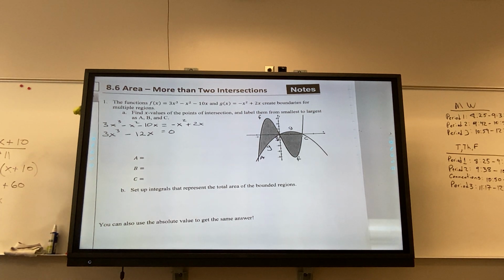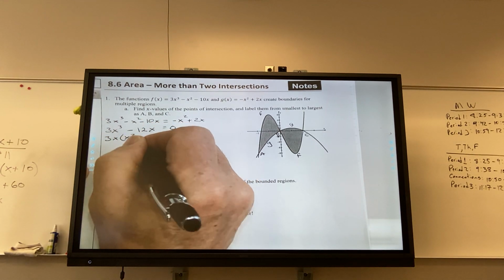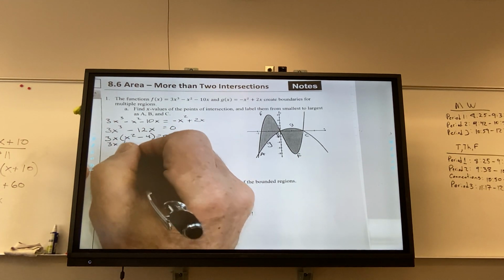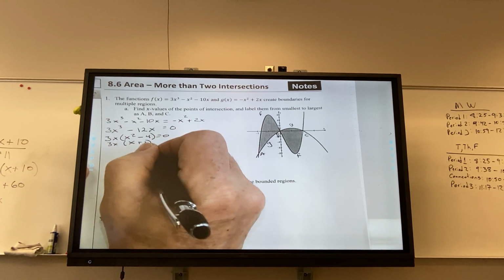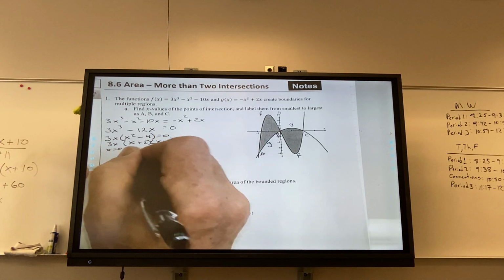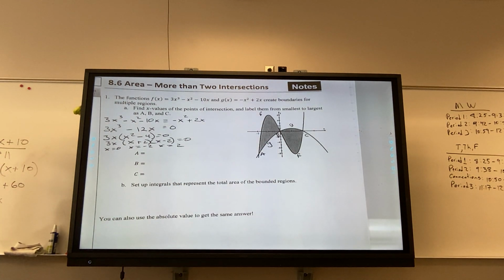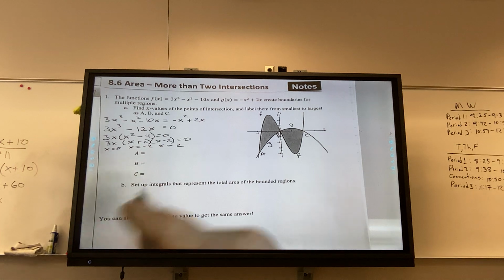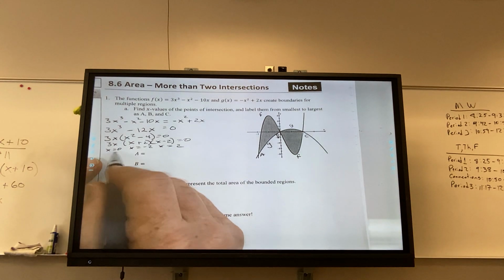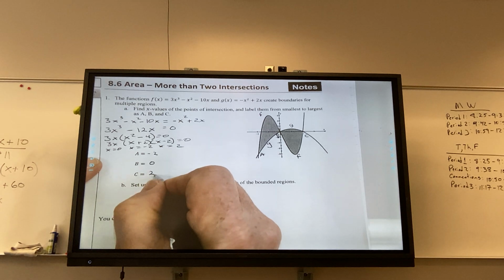I can factor what out of each of these terms? 3x. 3x, perfect. And when I do that, I get x squared minus 4 equals 0, and that can continue to factor, and I'm going to have x plus 2, x minus 2 equals 0. So I get x equals 0, x equals negative 2, and x equals 2. Nice numbers, wouldn't you agree? Okay, so that means A, again, I'm integrating, everything's in terms of x, so I'm going to use the x values. A is going to be negative 2, B is going to be 0, and C is 2.